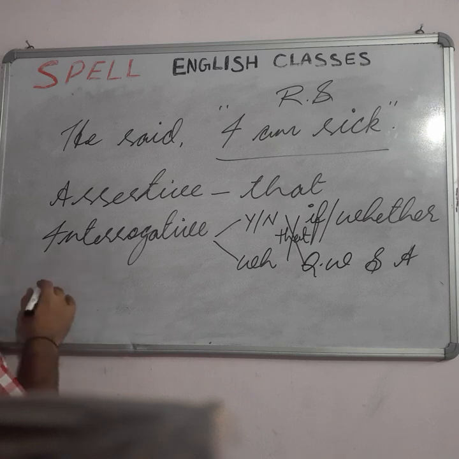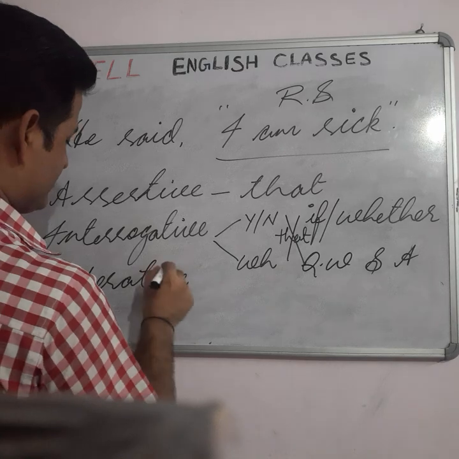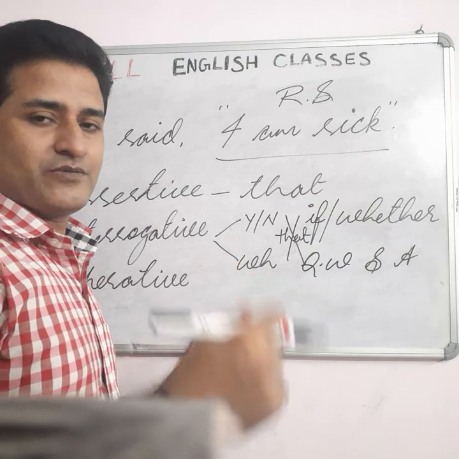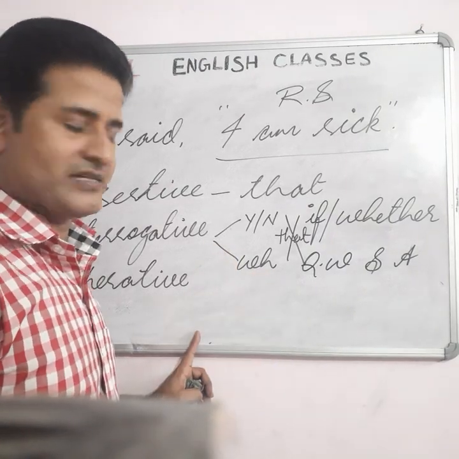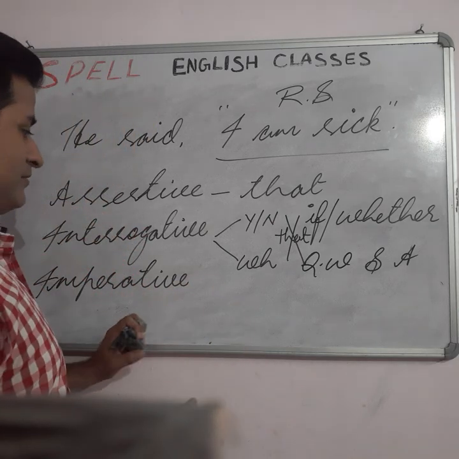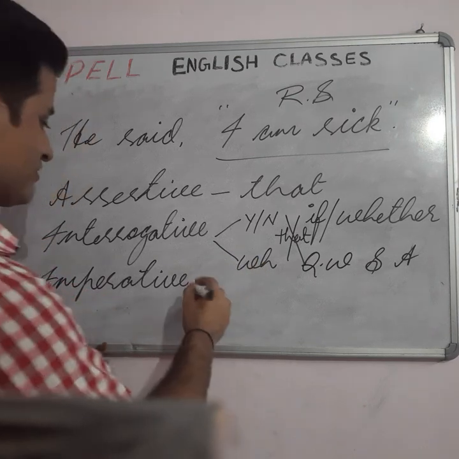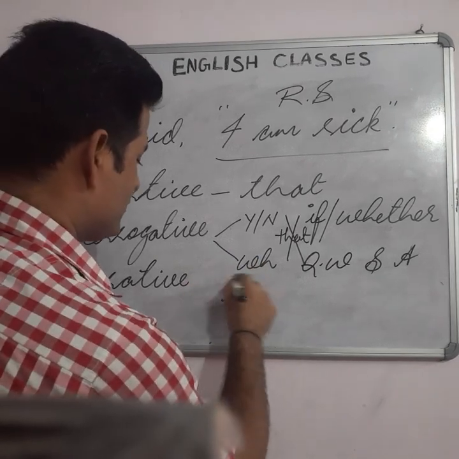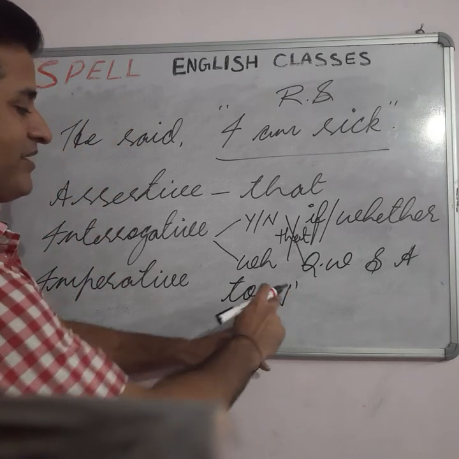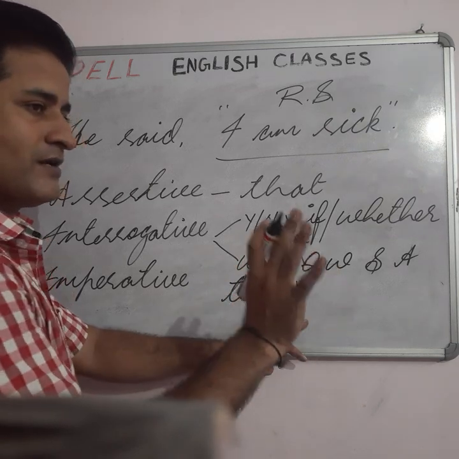Next is imperative sentences. As you know, imperatives bring command. They are meant for giving a command, a request, or some sort of advice. So you are advised to make use of to plus V1, because imperative sentences have V1 in use. Simply you need to make use of to before those verbs given.